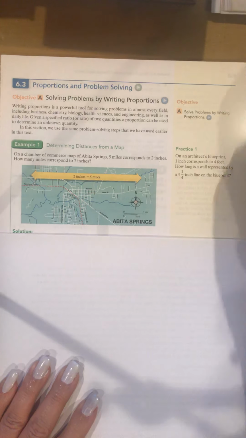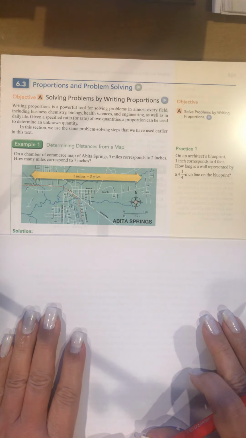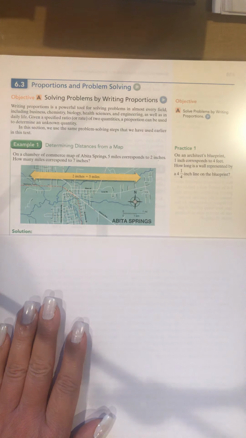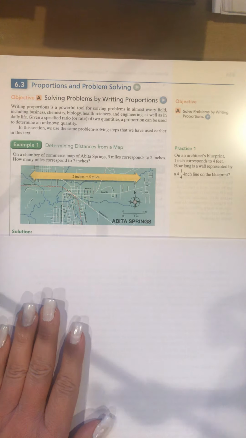Math 50, section 6.3 is about proportions and problem solving. We're going to use some problem solving steps in order to solve some real world applications. And remember, when you're setting up a proportion, which is two fractions set equal to each other, you just want to make sure that your units are the same. Numerator and denominator have the same unit.